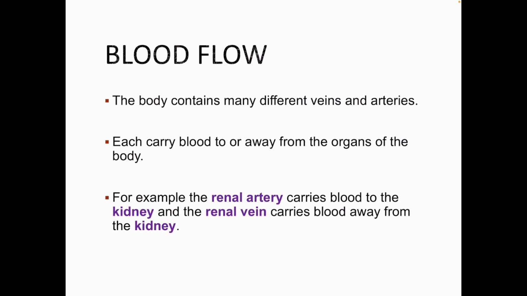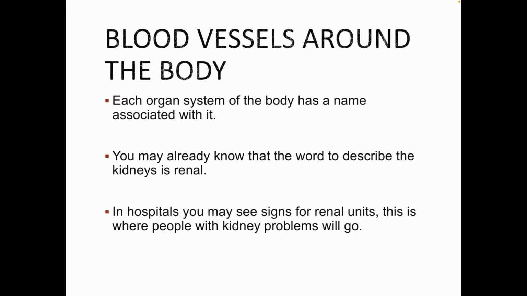The different arteries and veins in the body are named depending on which organ or organ system they supply. So for example, the renal artery and vein serve the kidney, the hepatic artery and vein serve the liver, pulmonary artery and vein the lungs, and so on.